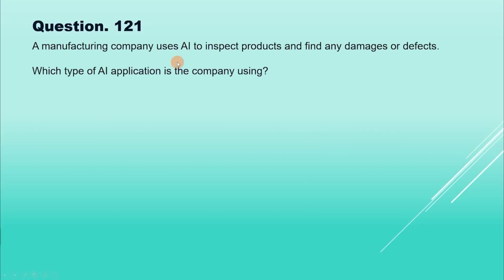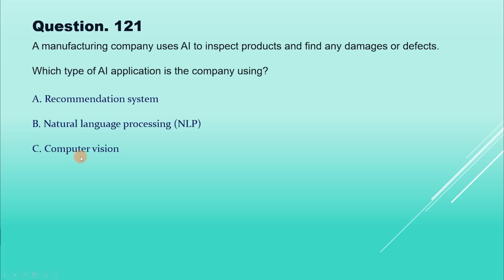Now question number 121. A manufacturing company uses AI to inspect products and find any damages or defects. Which type of AI application is the company using? Here are the options. Option A, recommendation systems. Option B, natural language processing, that is NLP. Option C, computer vision. Option D, image processing. So you can take your time to guess the correct answer here.